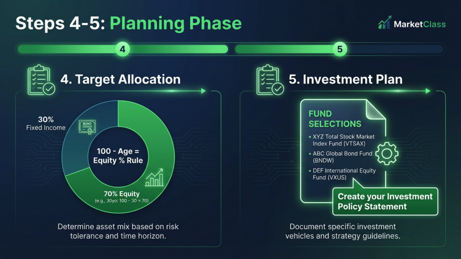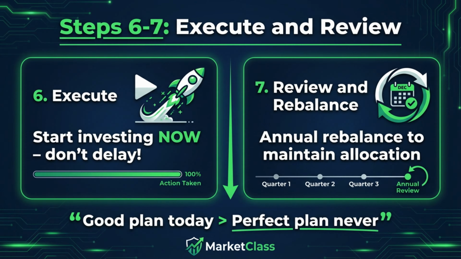Once you decide the percentages, pick specific investments, which mutual funds, which fixed deposits, how much in gold. Create a document listing everything. This becomes your investment policy statement. Steps 6 and 7 are about action.